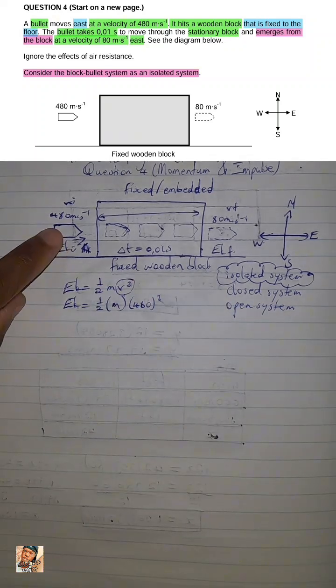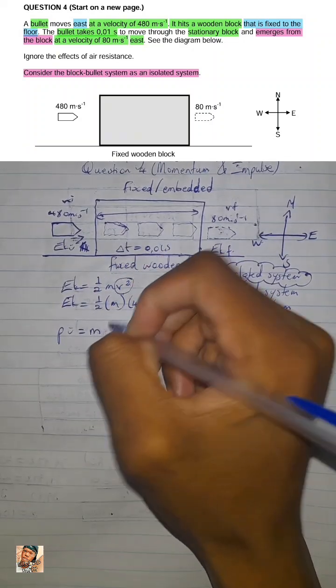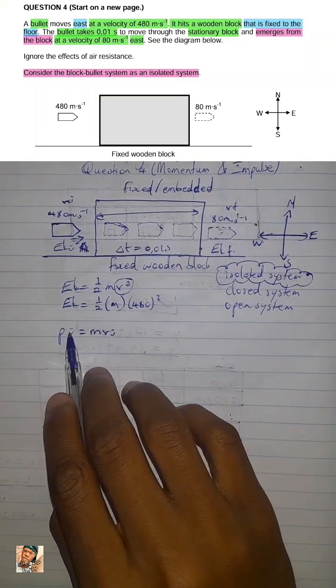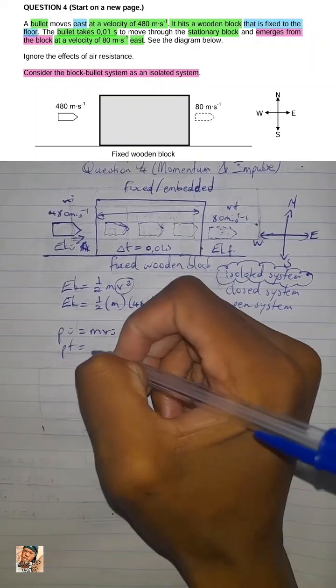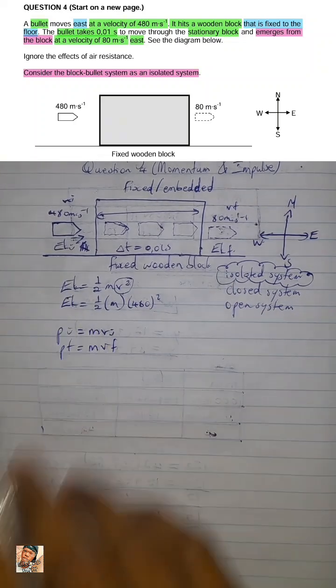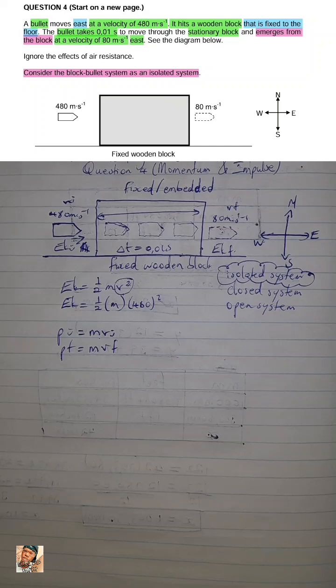Initially, the momentum of the bullet, what was it? The initial momentum of the bullet, Pi, is equal to the mass of the bullet multiplied by the initial velocity of the bullet. And the final momentum of the bullet, Pf, is equal to the mass of the bullet multiplied by the final velocity of the bullet. Of course, we do have the initial and the final velocities of the bullet, but we don't have the mass. So we're not going to be able to calculate the momentum, unfortunately.